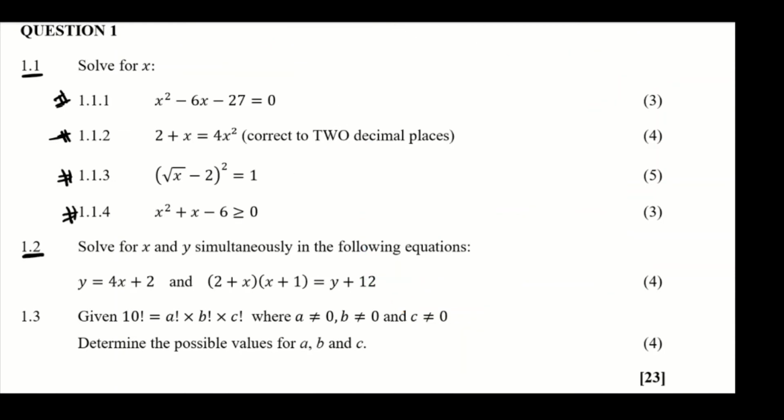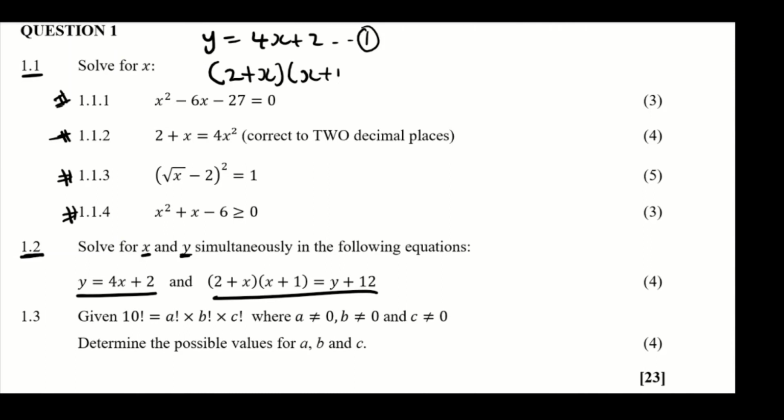Now we're going to solve 1.2, where we are asked to solve for x and y simultaneously using the following equations. So we have this equation and that equation. Our equation 1 can be y equals 4x plus 2. Equation 2 can be 2 plus x, x plus 1 equals y plus 12, right? So we can simply substitute equation 1 where there's y.